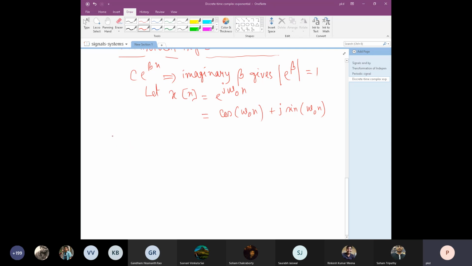If we take a general cosinusoidal signal like A cos(omega 0 n plus phi), this can be written as A by 2 exponential of j phi exponential of j omega naught n plus A by 2 exponential of minus j phi into exponential of minus j omega naught n.